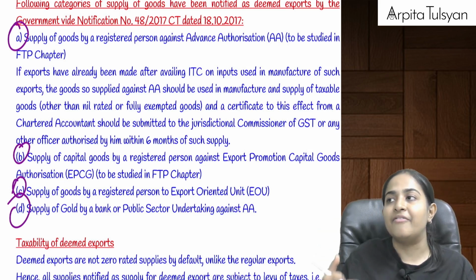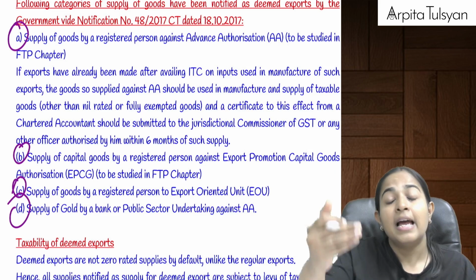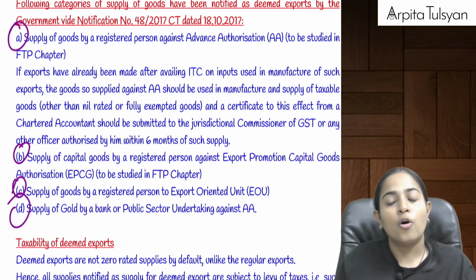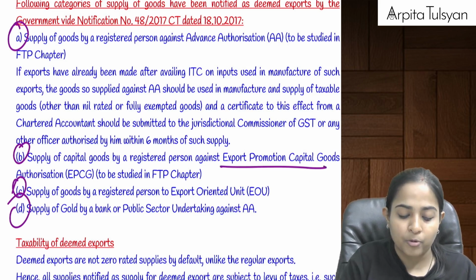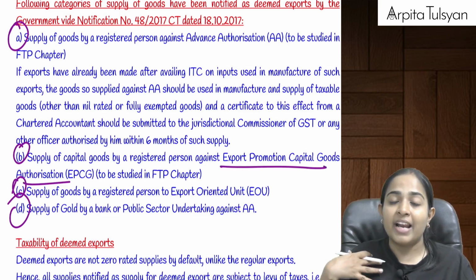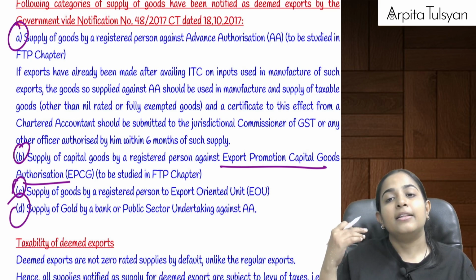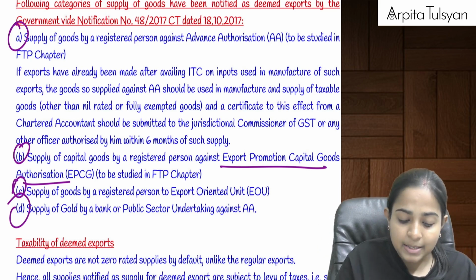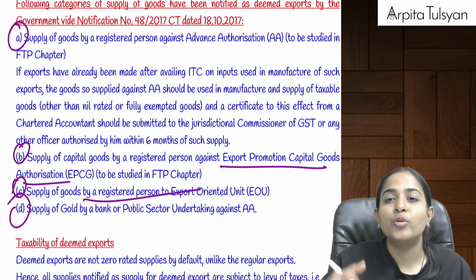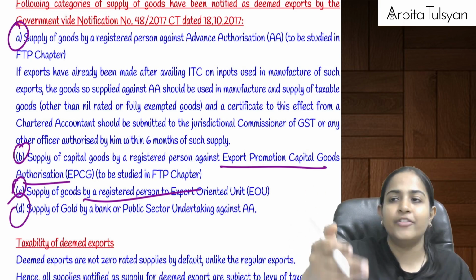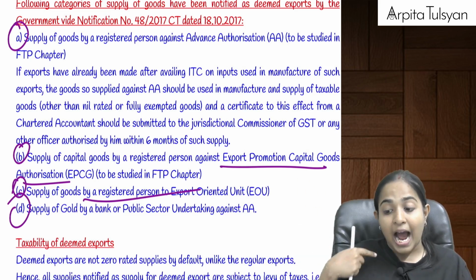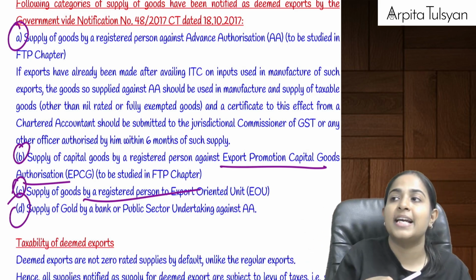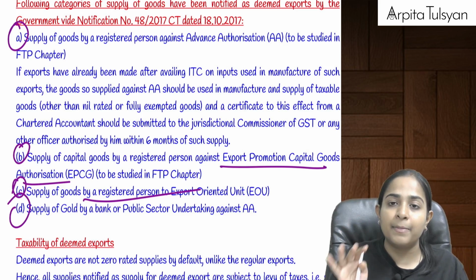Similarly, when I am supplying you some capital goods which you are going to use for manufacturing any export related goods, under EPCG scheme, export promotion capital goods authorization, then that transaction will be called as deemed exports. Then similarly, when I am supplying some goods to EOU, export oriented unit, which is going to export it further, we both are situated here in India, still this transaction will be considered as deemed export transaction.